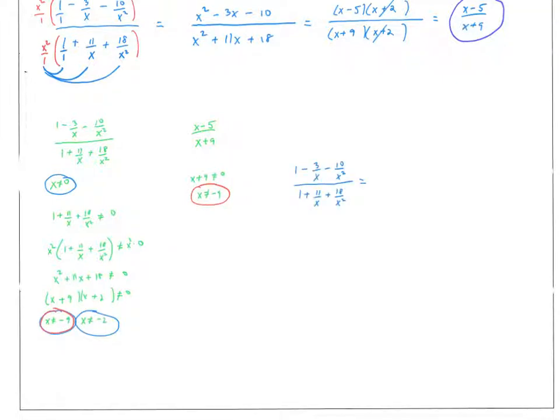So technically the following conclusion can be made. The original expression equals x minus 5 divided by x plus 9 when x is not equal to 0 and when x is not equal to negative 2. The reason why we need to put these domain restrictions is because now on both sides it's implied that x cannot equal negative 9, x cannot equal 0, and x cannot equal negative 2.